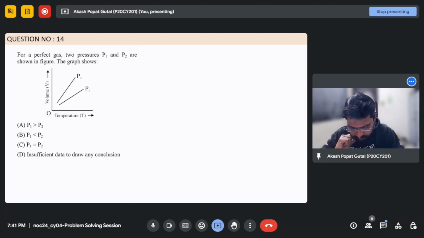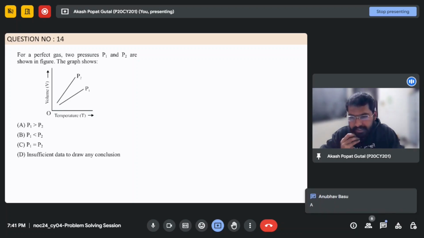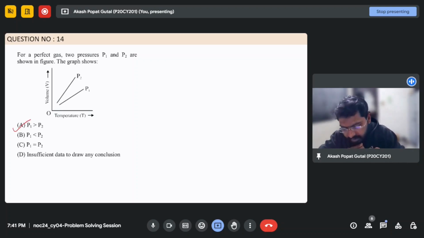So I will give one hint. It is related to the ideal gas equation. You can easily find out. Yeah, right. P1 is actually greater than P2.